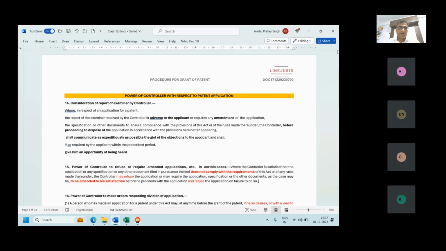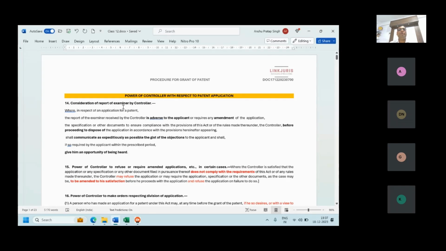There are two places where power of controller is given. One is here, another is later on, where they talk of in general the power of the controller. The power which we are discussing here is related to patent application. And then there are other powers. For example, there is a power that they should be considered as a civil court. They can summon you, they can take evidence on affidavit. All those powers of controllers are in a different section. Let's start with today's section.